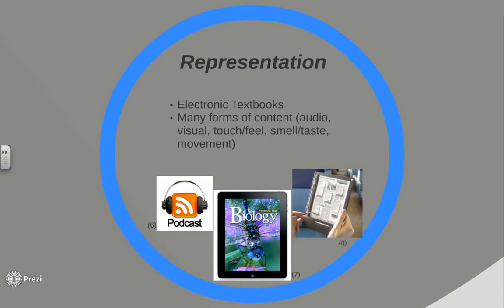Multiple means of representation can be achieved through using electronic textbooks. These textbooks allow the students to manipulate the font to different sizes depending on what they need. It allows for definitions to be looked up at the click of a button. It allows students to highlight text so they know what is most important, as well as many other tools.